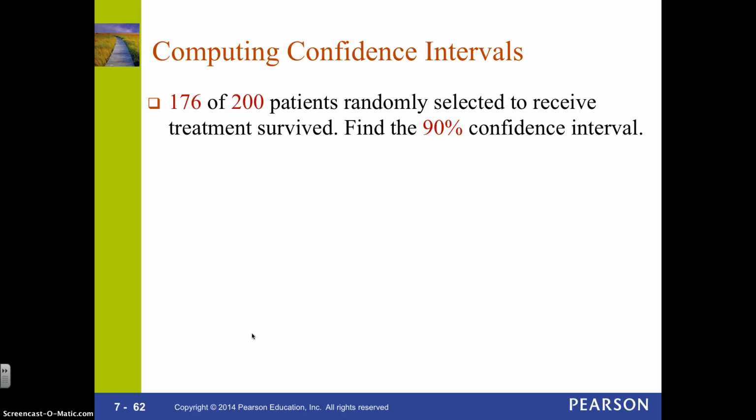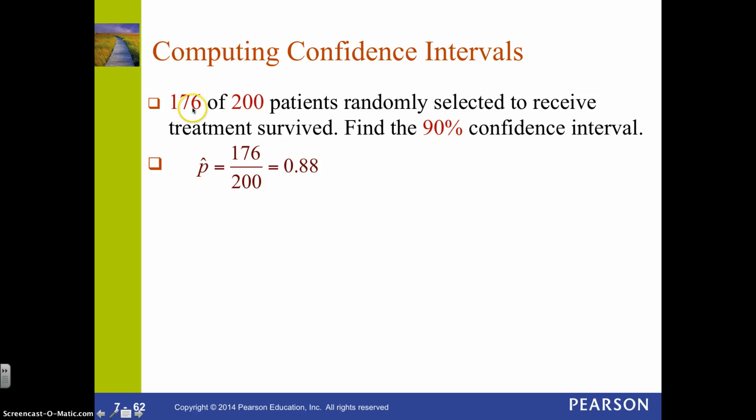176 of 200 patients randomly selected to receive treatment survived. Okay, so we want to find the 90% confidence interval. Same idea, we're going to calculate my sample proportion. And again, you should check those things. Sometimes it's hard to tell if you have a large population because you're not exactly sure what the population is, but they randomly selected 200 patients. It sounds like it's a fairly large population.